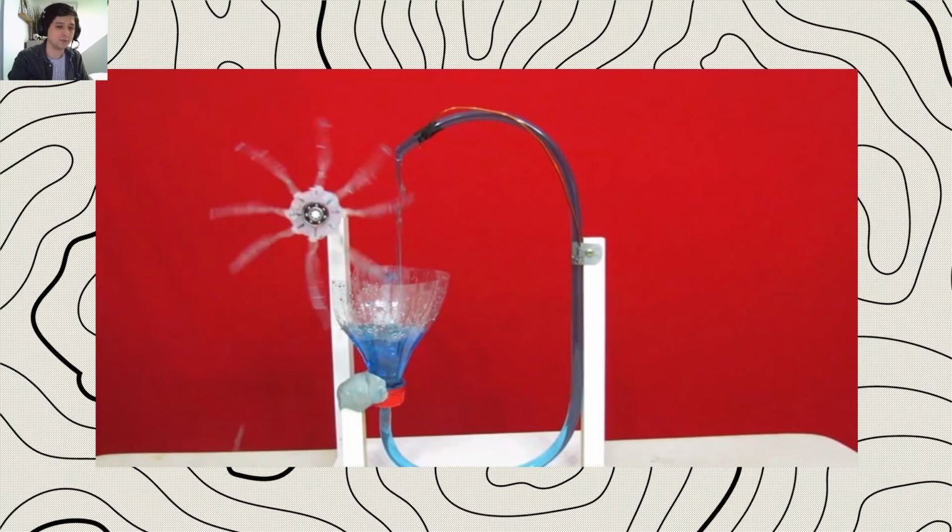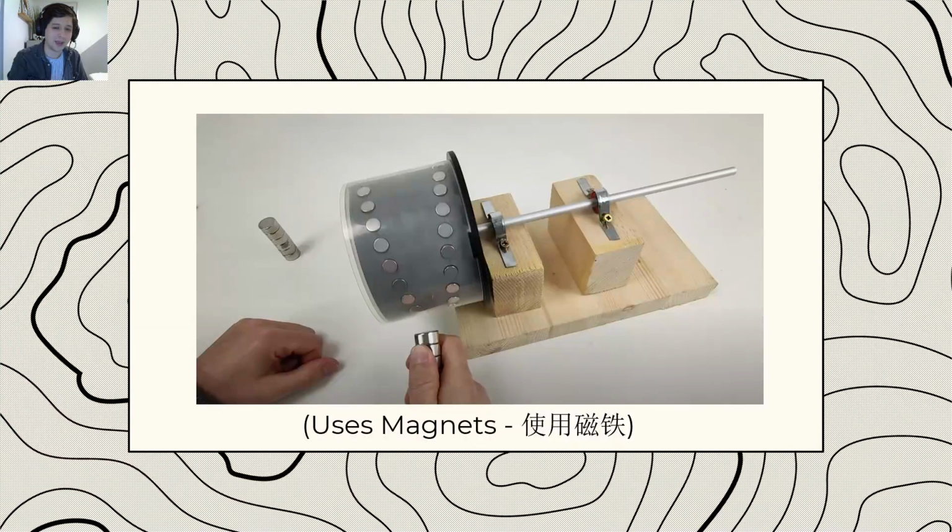Here's the second example. Do you think this machine can create energy? And do you think this machine can run forever? Again, pause the video if you'd like. And then this third machine here, using magnets. Okay, do you think this machine can create energy, and can it run forever? Think about it, and then we'll go over the answer in a second.